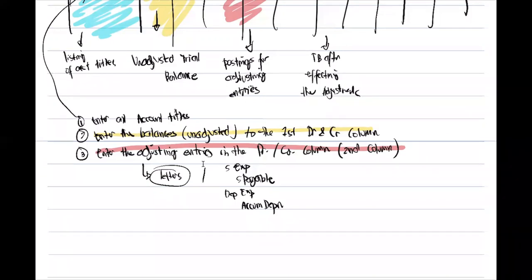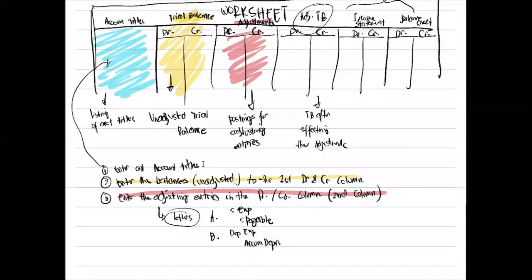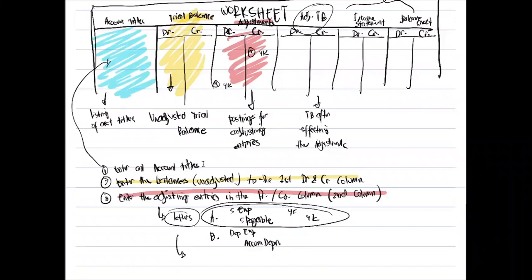So for example, this adjusting entry is letter E. This adjusting entry is letter B. So that when you enter here the salaries expense, so let's say 4,000, salaries expense is here 4,000 and then salaries payable is here 4,000. You indicate that's letter A. Why? Because that pertains to one particular adjusting entry, which is the adjusting entry letter A. We call this process of assigning letters to your adjusting entries as keying. So it's known as keying.